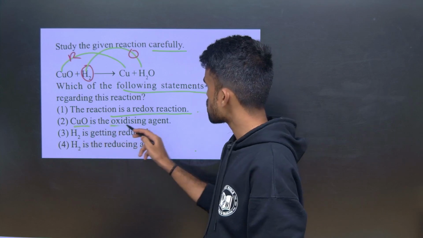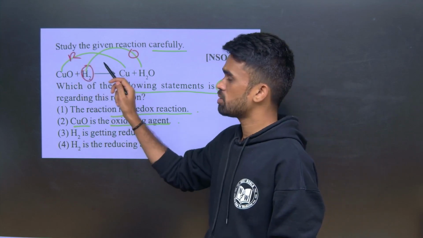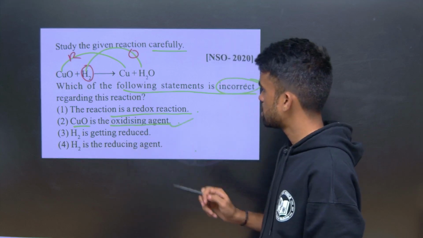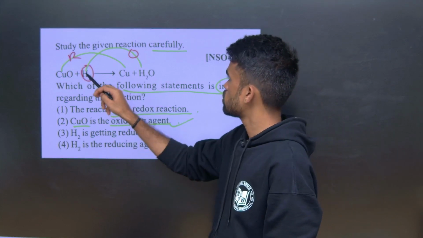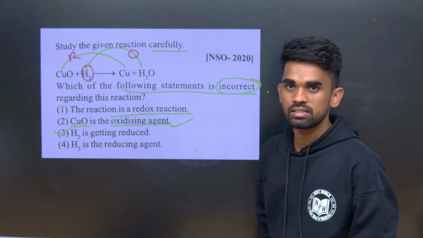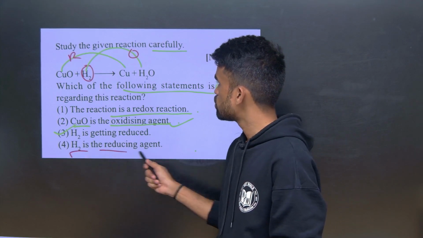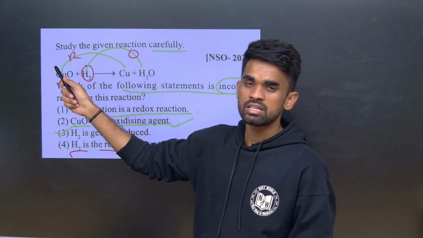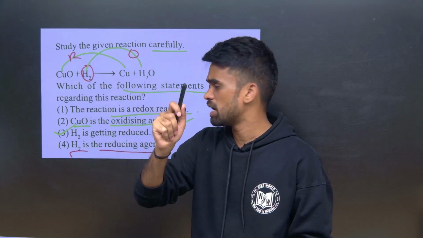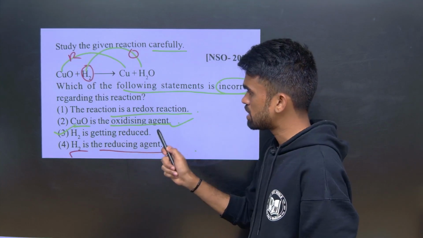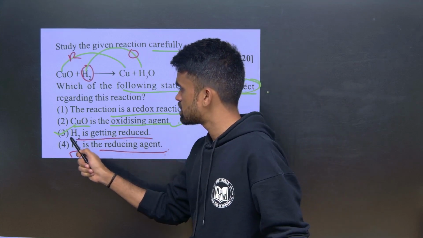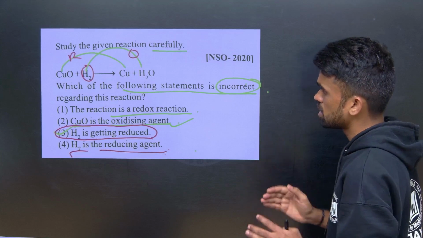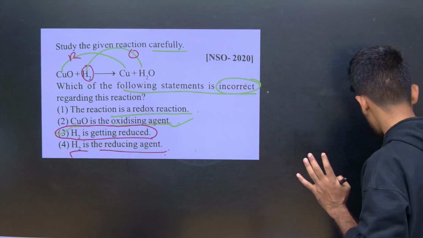Copper is an oxidizing agent. Yes, undergoing reduction means it will be oxidizing others, so it is an oxidizing agent. So this is also correct. H2 is getting reduced. No, H2 is getting oxidized, so option 3 is incorrect. H2 is a reducing agent: H2 is undergoing oxidation, so it will be reducing others, therefore I can say H2 is a reducing agent. This is also correct. So what is the incorrect statement here? Option 3 is the incorrect statement that we need to choose.